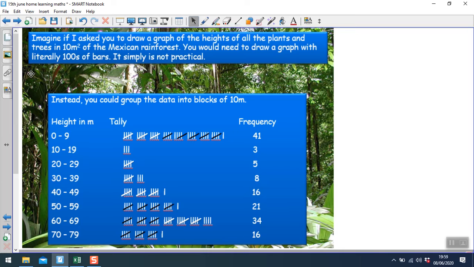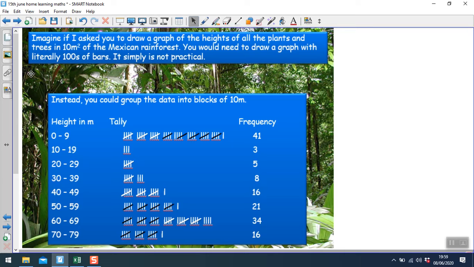First of all, imagine if I asked you to draw a graph of the heights of all the plants and trees in 10 meters squared of the Mexican rainforest. So imagine 10 meters squared, the area that's 10 meters squared, it could be, for example, 5 meters by 2 meters or 2.5 meters by 4 meters. You would need to draw a graph with literally hundreds of bars showing the height of each tree. It simply is not practical.